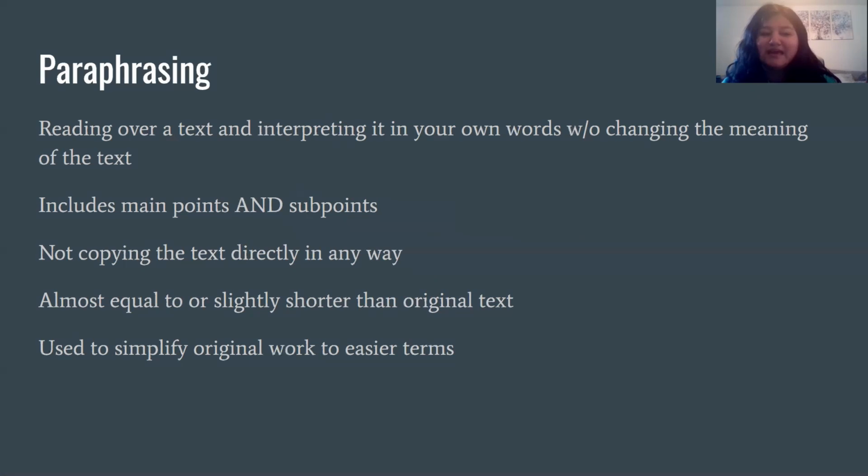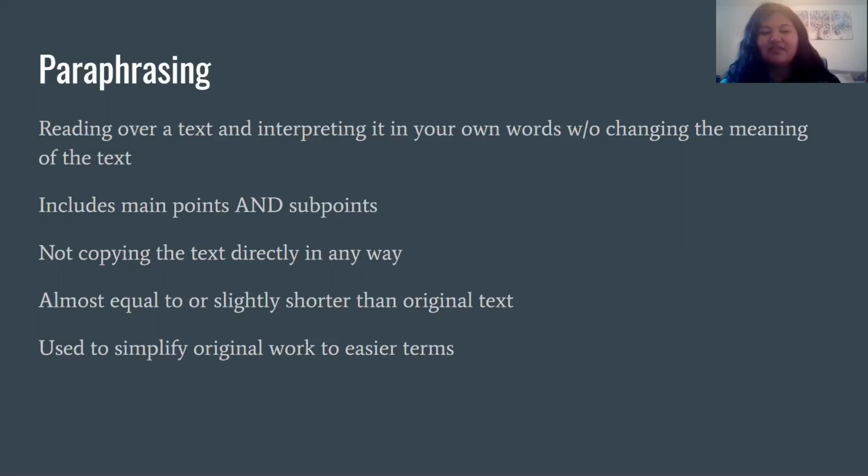But paraphrasing is similar to summarizing in that you read over a text and interpret it in your own words. And that's how you include it within your text. So you read it, but you make sure that it's in your own words, what you took from the reading. When you paraphrase, it includes main points and subpoints. That's really important because that is one of the differences, that it includes both the main point of the essay or the reading and the main subpoints as well. So it doesn't just pick and choose.